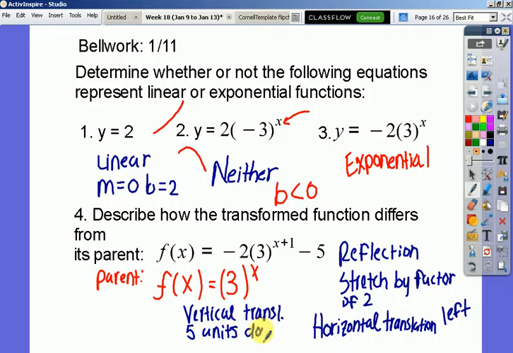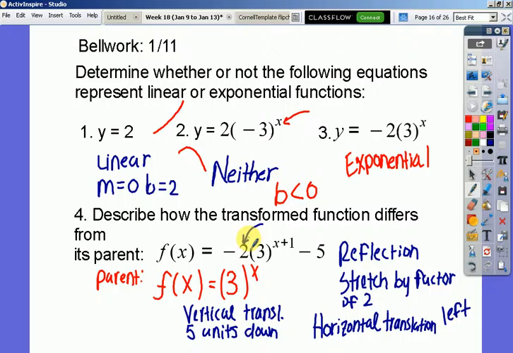Okay. Do you have any questions on that? Yes. It comes from this A value. Yeah, the A value is going to tell us a couple of things. It's going to tell us stretching or shrinking. What other crucial information does it tell us? The A value. The y-intercept. Right. It tells us the y-intercept as well. Great. Any other questions?